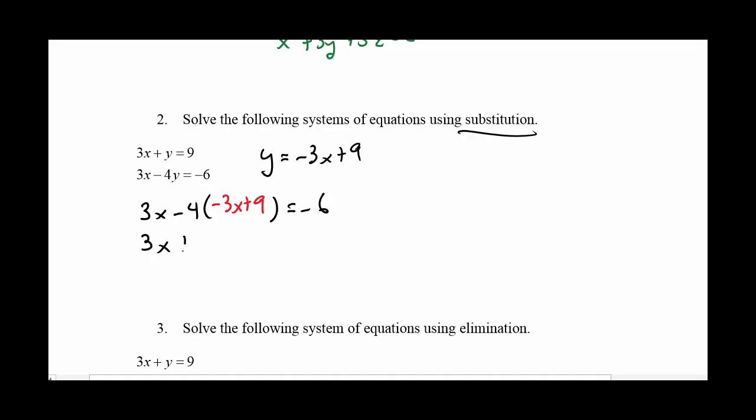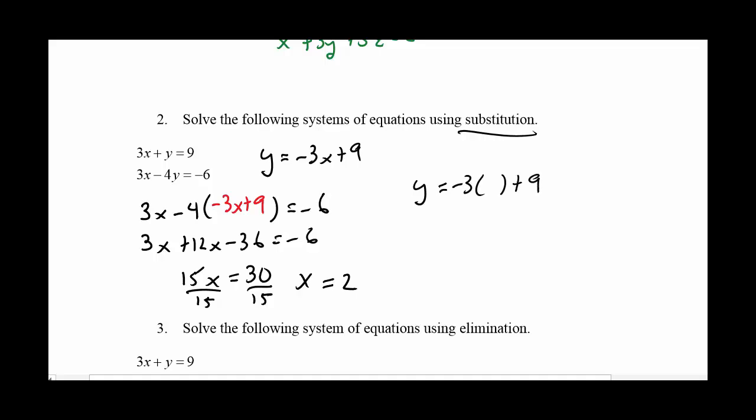So distribute the negative 4 in, I get 12x minus 36 equals negative 6. I can see that I can already add 3x and 12x is 15x. And I'm going to bring that negative 36 over. That'll give us a 30 on the other side. Divide by 15, so I get x is 2. And then I'm going to solve for y. And that's where I'll evaluate the 2. So negative 6 plus 9 is 3. So the ordered pair that solves this system is 2, 3.